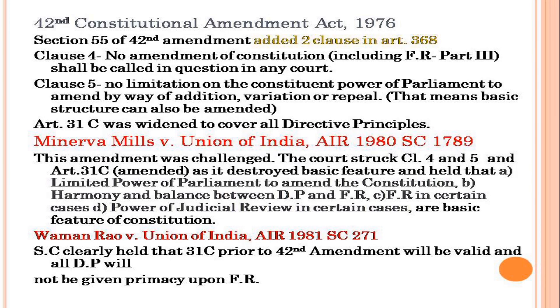In Waman Rao versus Union of India, Supreme Court clearly held that Article 31C, as it stood prior to 42nd Amendment, will be valid, and all directive principles will not be given primacy over fundamental rights. However, only Article 39B and C will be given primacy over fundamental rights.